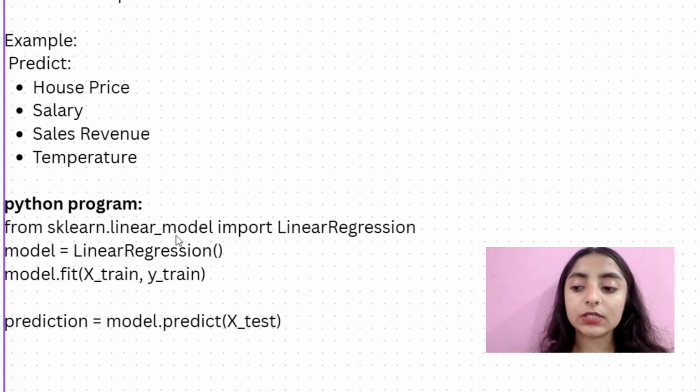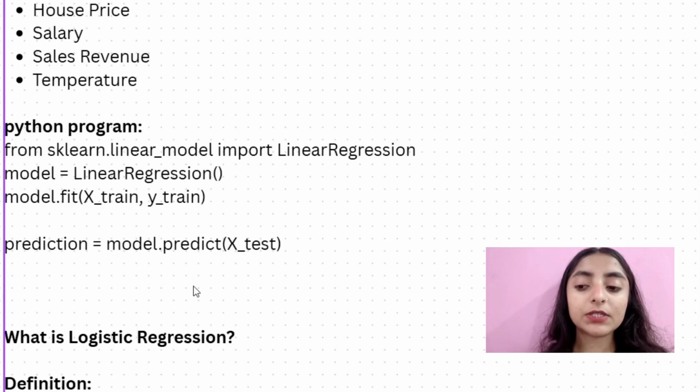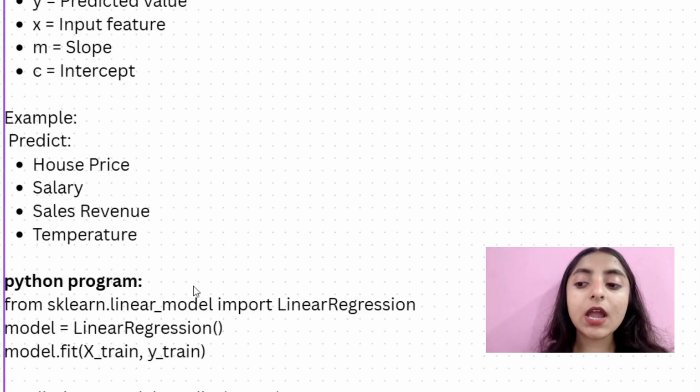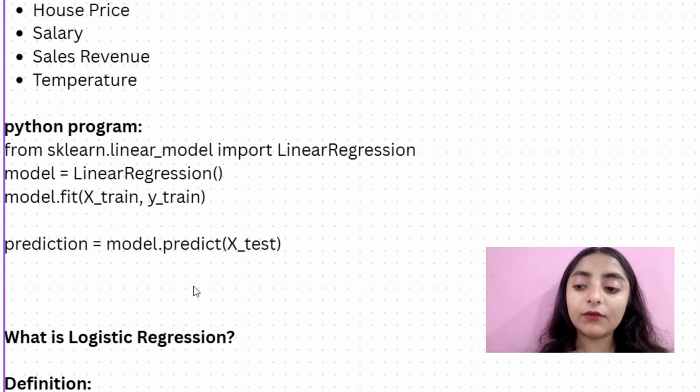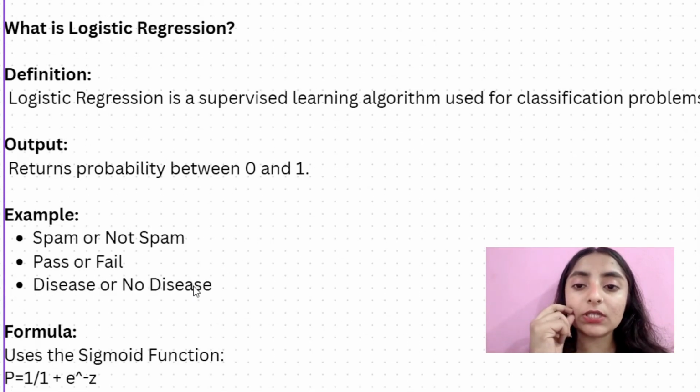Now we are going to see a Python program on it. We are importing LinearRegression from sklearn.linear_model, and we are importing the linear regression model here in the program. We are fitting the model by giving data to X_train and y_train, and we are training the model. We are giving 20% of the data for testing, X_test, and the other 80% to X_train and y_train. So I hope you understand what linear regression is.